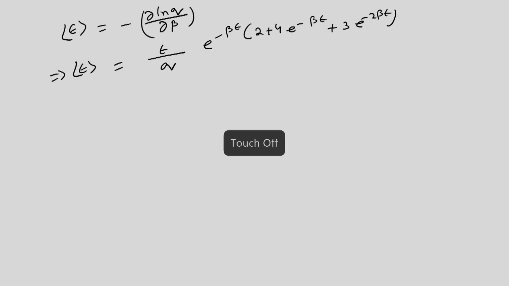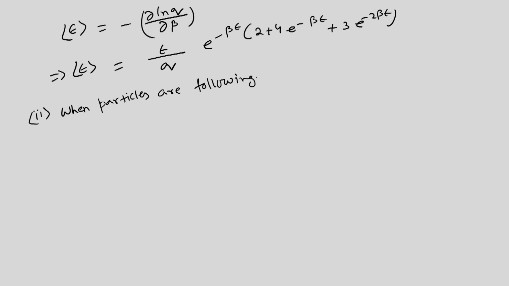And for the next problem, if we consider the particles following Bose statistics, in Bose statistics particles are indistinguishable, but there is no restriction on the number of particles in a given state. So we get distributions like: two particles can be present here, or two particles can be present here, or two particles can be present here.